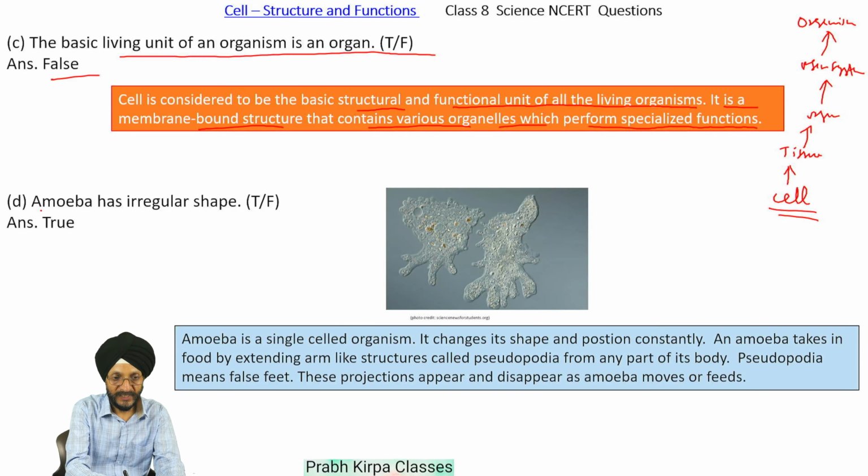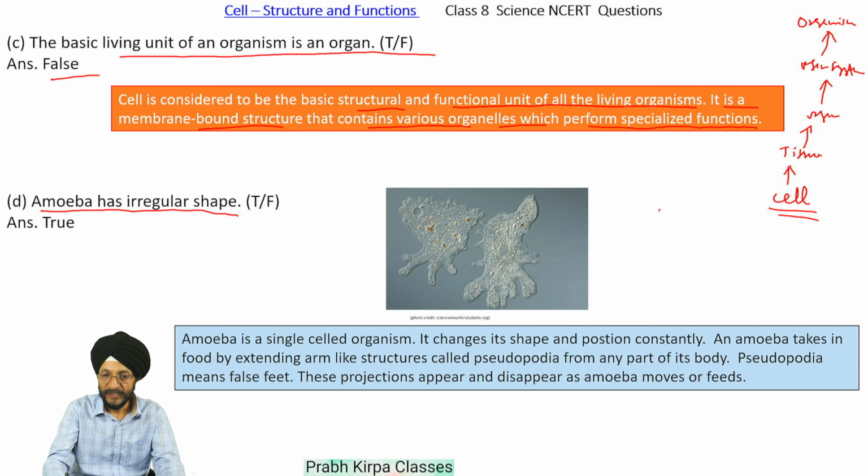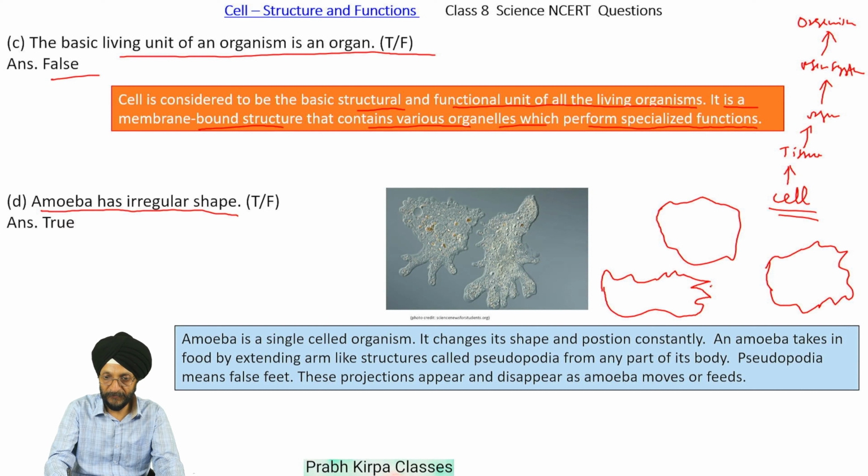Now, the statement is: amoeba has irregular shape. True. It may have this shape. At another time, it may have this type of shape, or at the time of eating or taking in a particular substance, it may form this type of false feet. This may be the food. So amoeba is a single-celled organism. This is also the picture of an amoeba.